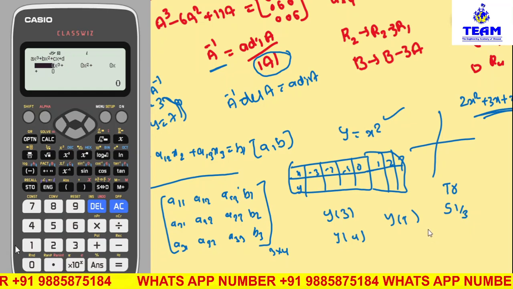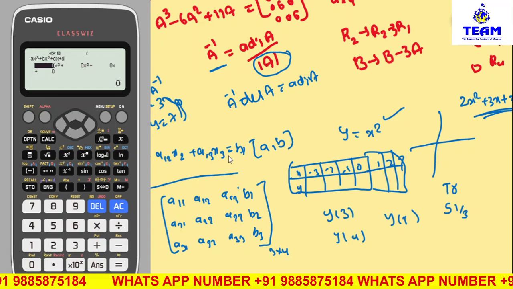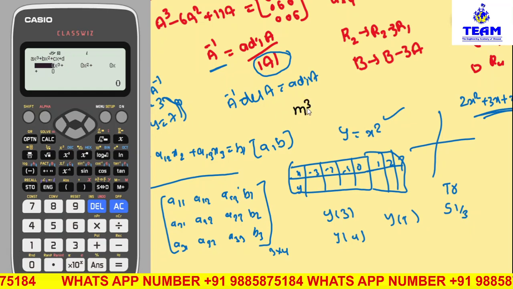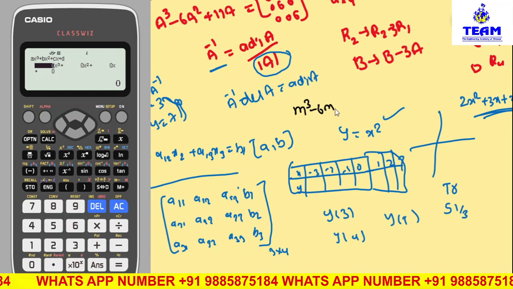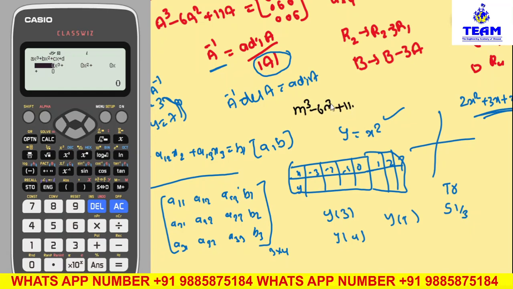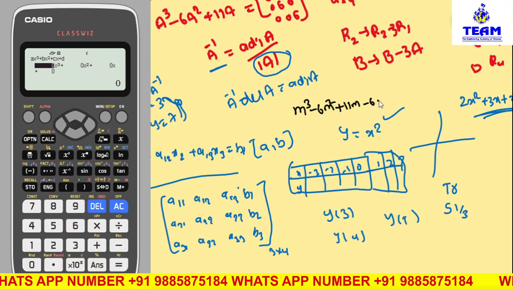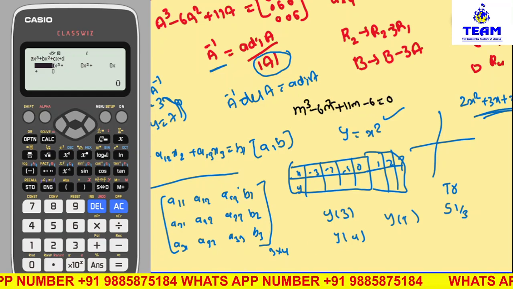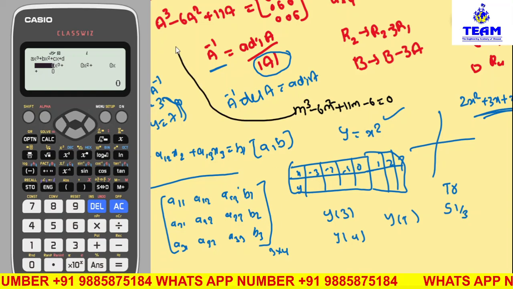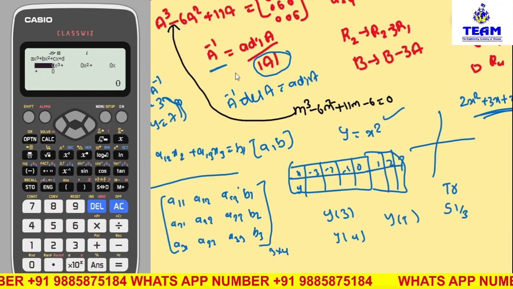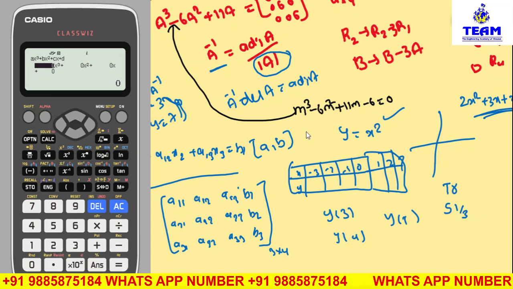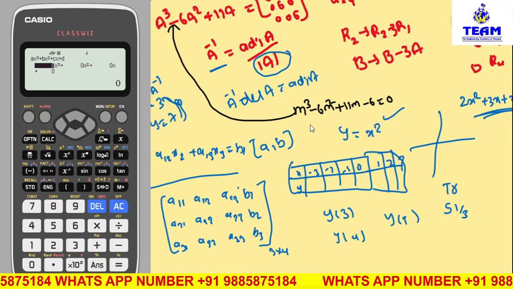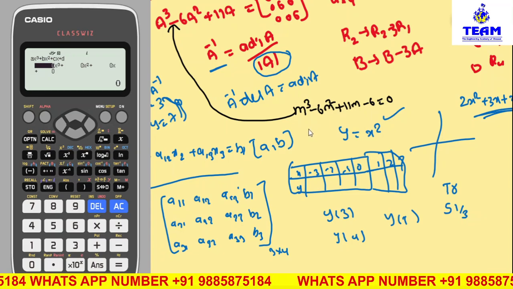If it is a differential equation, the auxiliary equation is m cube minus 6m square plus 11m minus 6 is equal to 0. This is the auxiliary equation of the differential equation. Yes or no? Sometimes, if I write it like this, it gives the characteristic equation. So you can get the eigenvalues. Similarly, you can get the roots for the auxiliary equation.